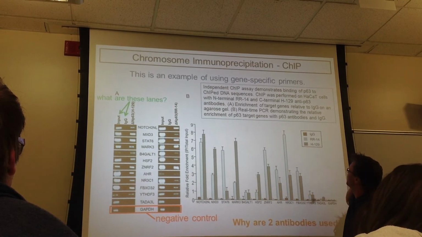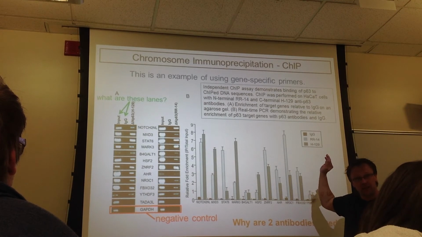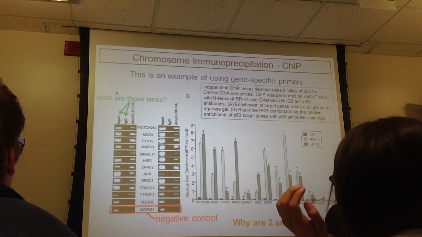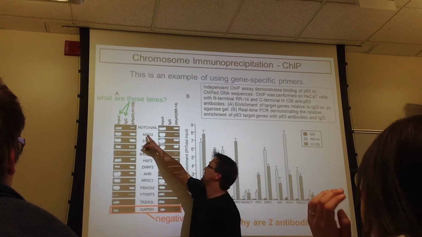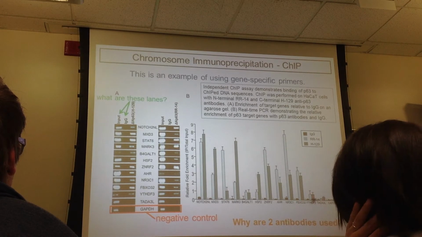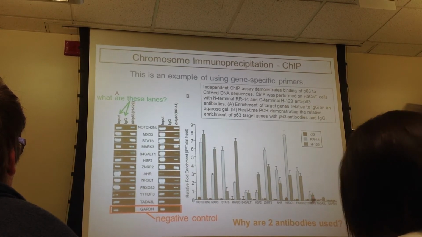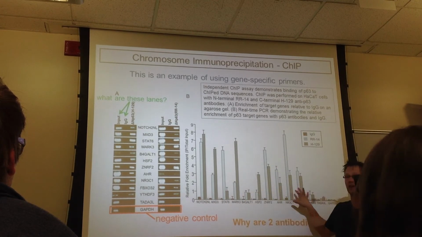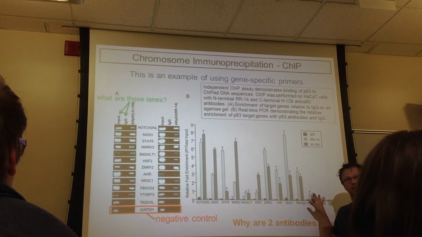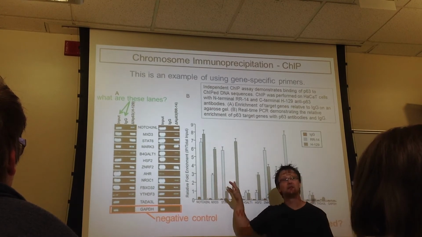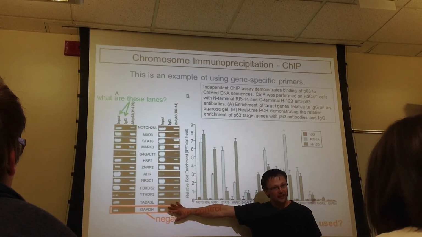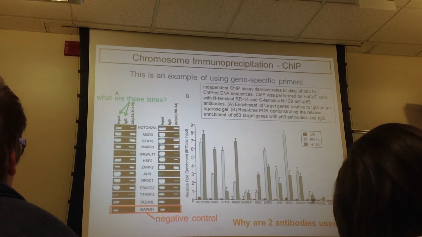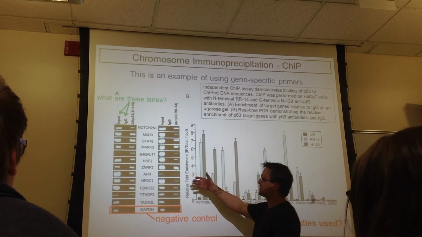Enrichment of target genes, which means they picked which genes they wanted to analyze. This is not blind. They are specifically choosing which genes they want to analyze. It's these genes here, relative to IgG, which we'll discuss in a second, on an agarose gel. And then they follow this up with fluorescent qPCR to get absolute values. So this is just for nice looking. This is for actual numerical data.